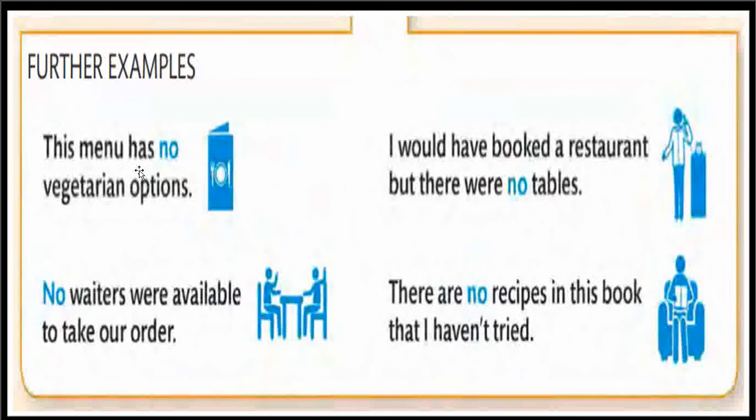Let us proceed to see certain examples based on the rules that we have just seen. This menu has no vegetarian options. This no points to options. So it is plural countable. No waiters were available to take our order. No waiters. Plural countable. I would have booked a restaurant, but there were no tables, plural countables. There are no recipes in this book that I haven't tried. Again, plural countables.